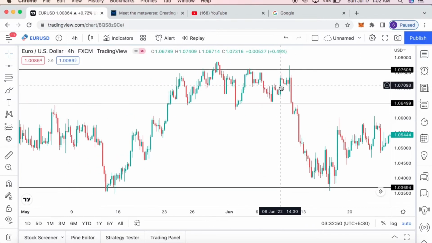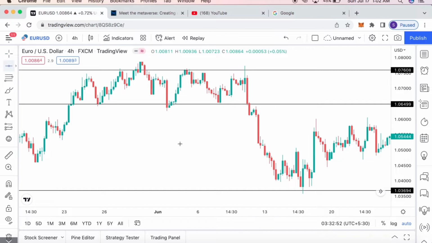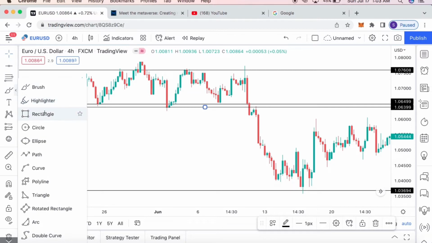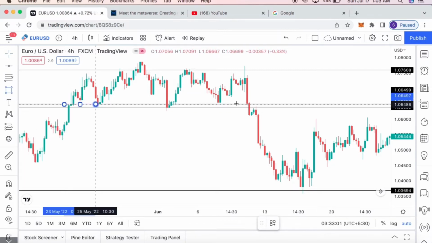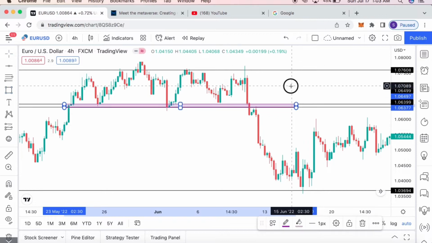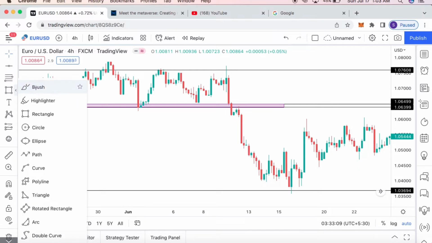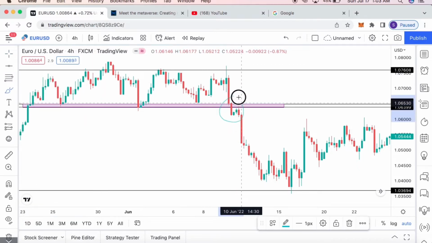And as you can see, price broke out at this zone here, and then it retested that same zone. We had the breakout, retest. Price broke out at this zone, retested the zone, and then price went down. So this is very easy, guys. Price broke out, retested, and then price went down.